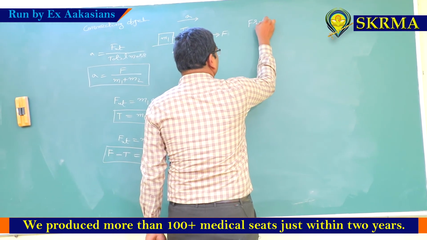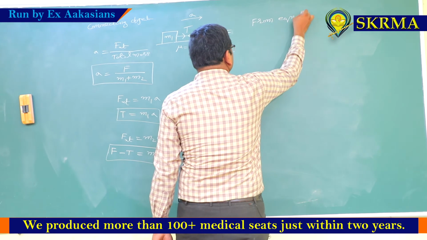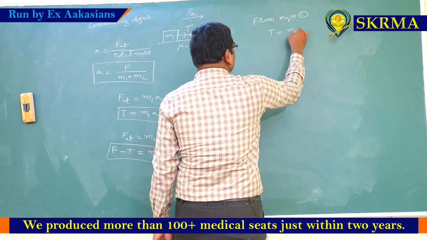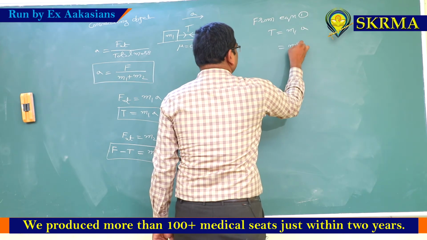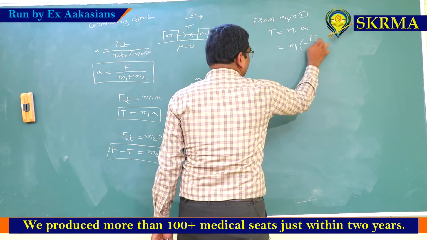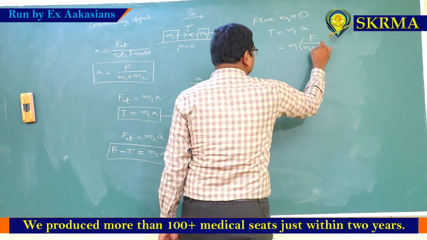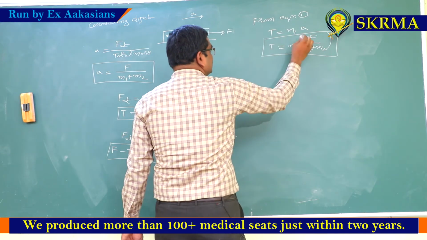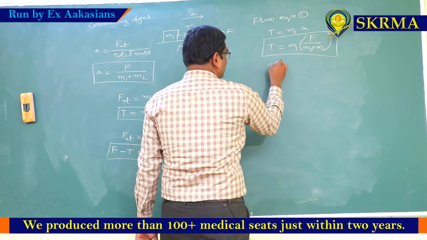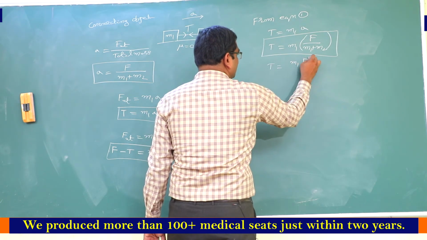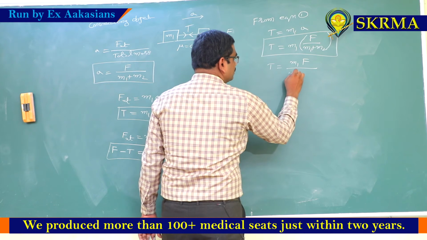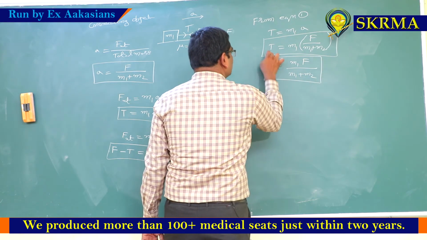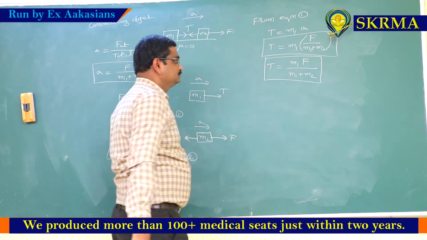From equation 1, T equal to m1 into a. What is the acceleration value? F by m1 plus m2. So this is the tension in the string, T equal to m1 into F by m1 plus m2. This is the tension in the string.